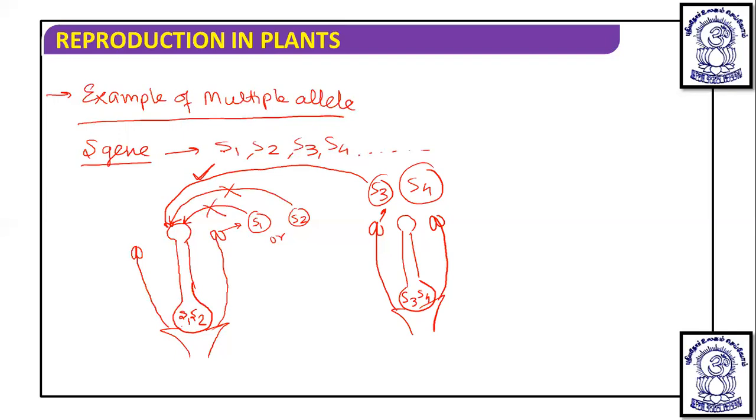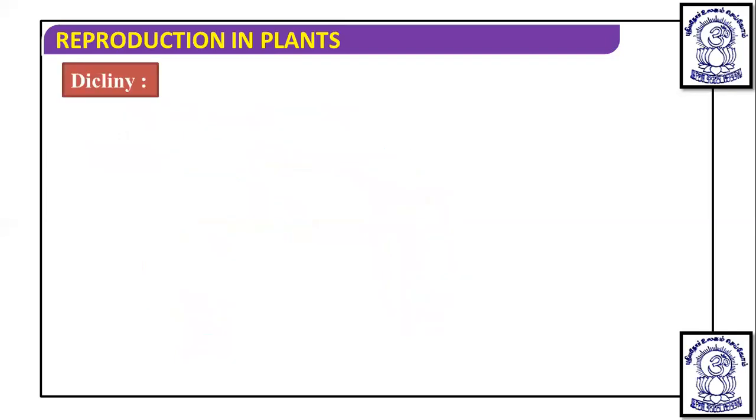Next, one more outbreeding device remains, that is dicliny. Dear students, another name used for dicliny is nothing but unisexuality.